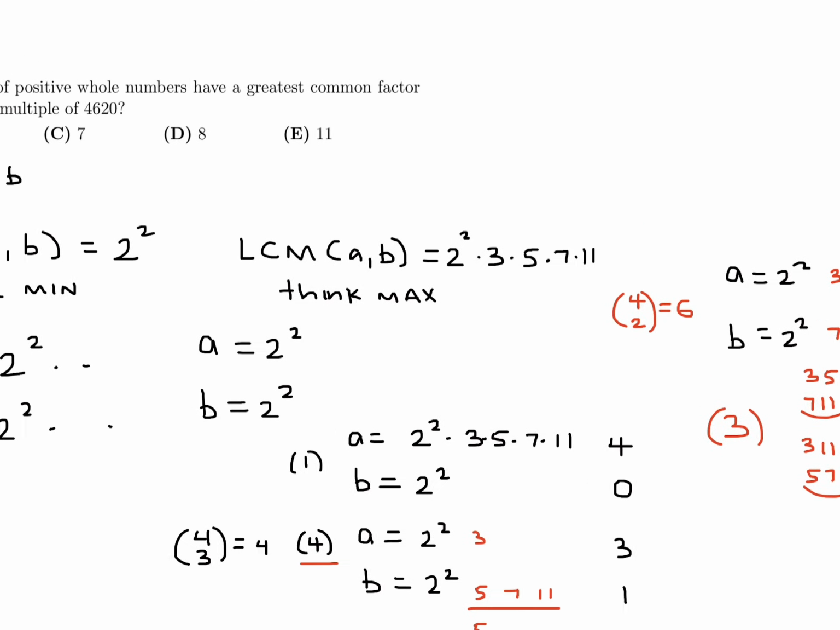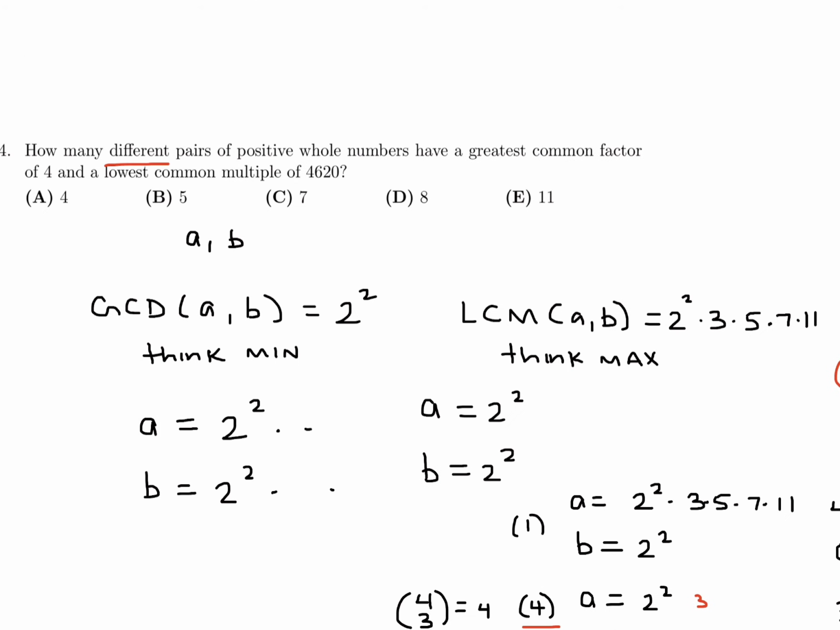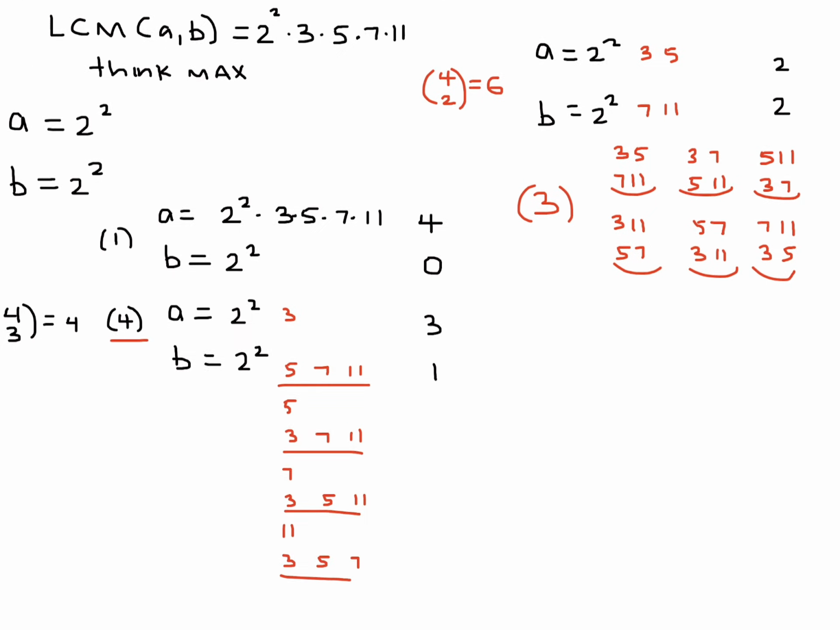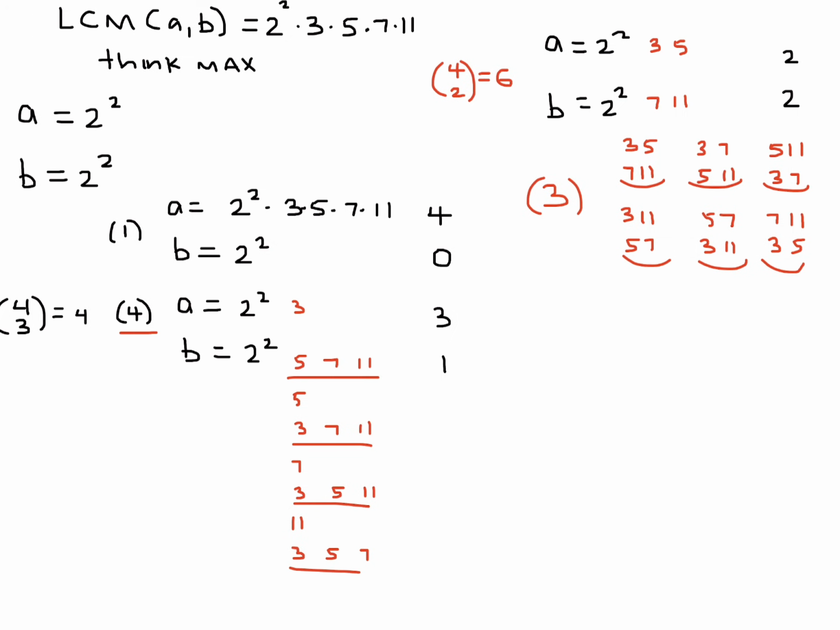Because remember, they want unique pairs. How many different pairs? They don't want the same pairs. Different. Okay, so I did 2 and 2. Now let's do the next one, which is 4, 0, 3, 1, 2, 2. The next one would be 1, 3. Well, 1, 3 would give you the exact same as this, and it would not give you anything new. It would not give you any new unique pairs. So I'll just say same.